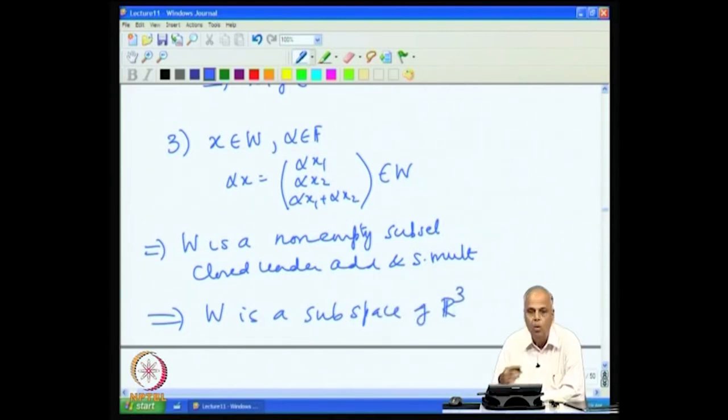We shall see more examples of subspaces in the next lecture.